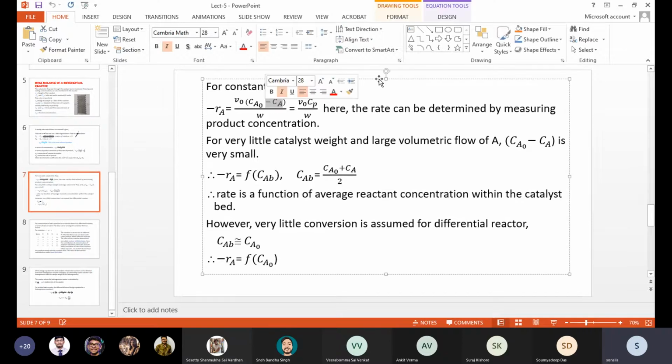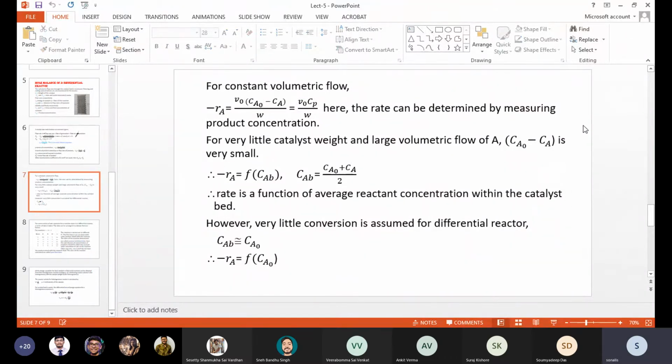Initial concentration of A minus final concentration of A is giving you the product concentration. So we can write V0 Cp by W. Here the rate can be determined by measuring the product concentration.